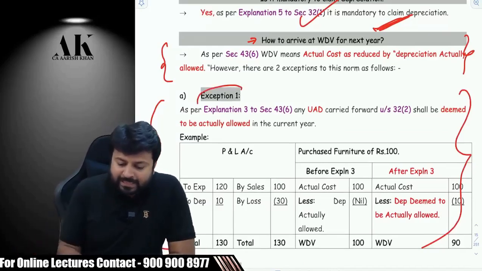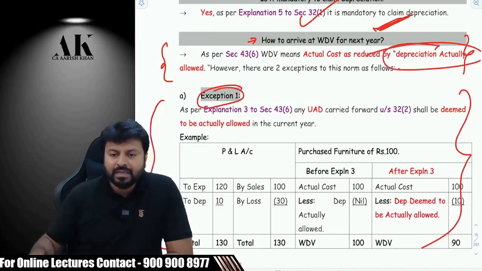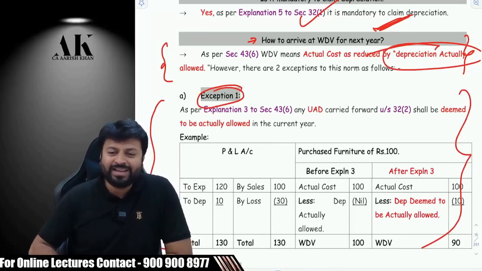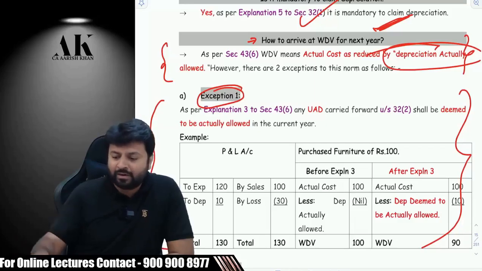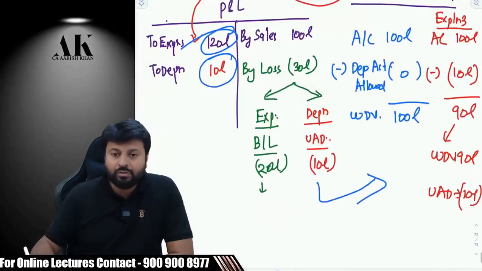So is this an exception to the norm? Something which is not actually allowed, still we are reducing from the block of assets, by putting what? A dangerous word. What is that dangerous word which the department is using over here? Deemed. Deemed is a very dangerous word. Deemed means what? Reality or fiction? Fiction. Deemed means fiction.